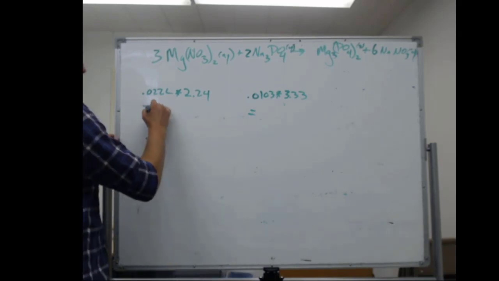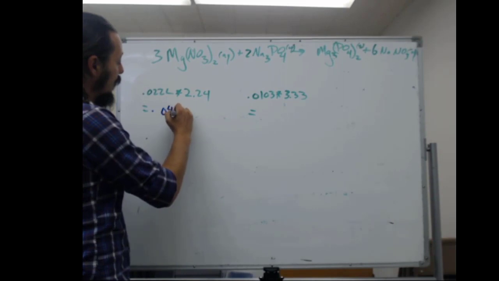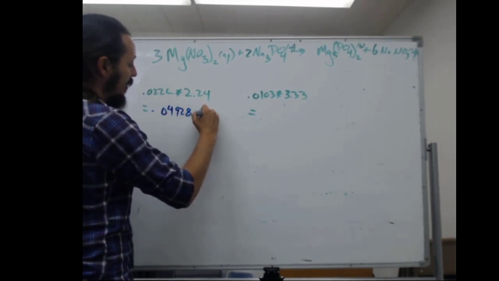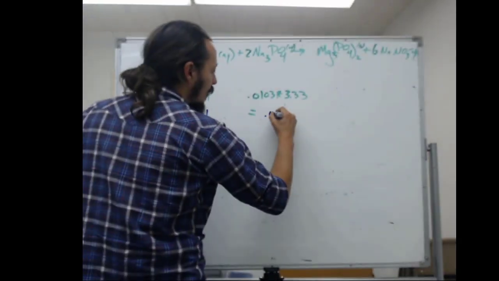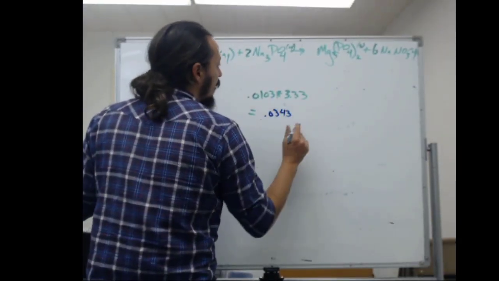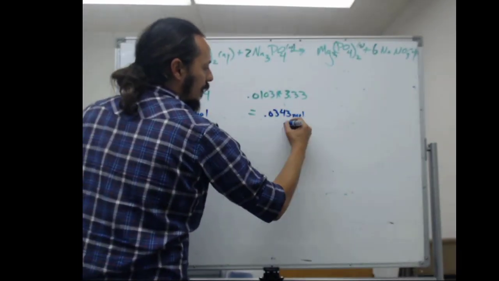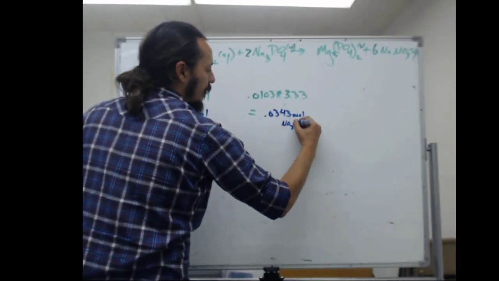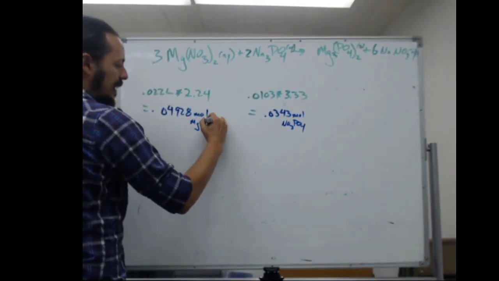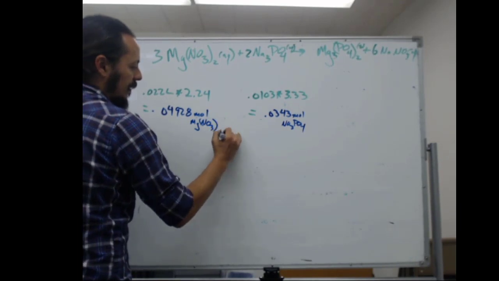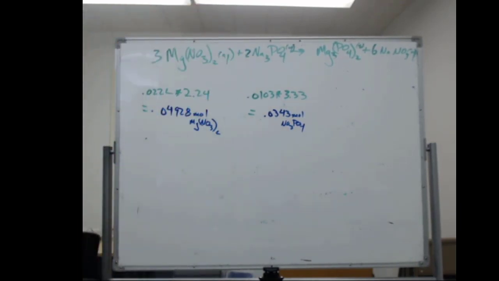That's going to give us 0.04928 moles here, and 0.0343 moles here. Again, this is going to be moles sodium phosphate, and this is going to be moles magnesium nitrate. I'm using the organization under columns, but I want to be a little bit more explicit with our units here for a moment.